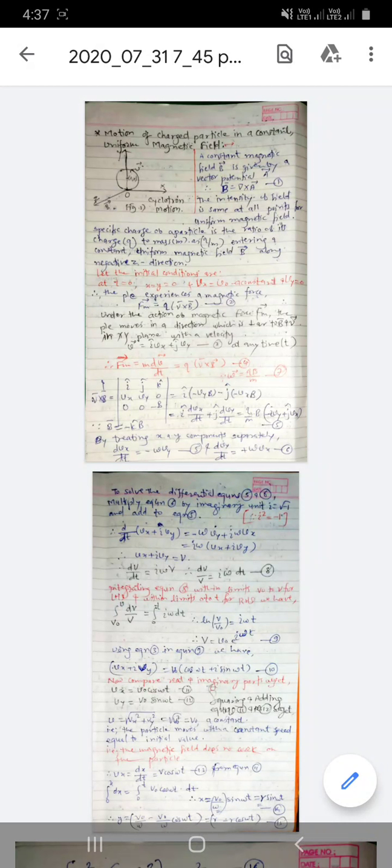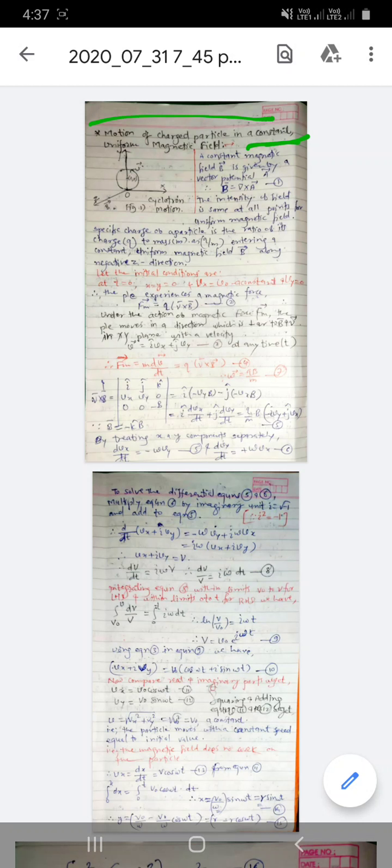Hello students, today we start with one new article, that is motion of charged particle in constant uniform magnetic field. In the last lecture, we have studied the motion of charged particle in constant uniform electric field. Now, the next article will be motion of charged particle in constant uniform magnetic field B bar.